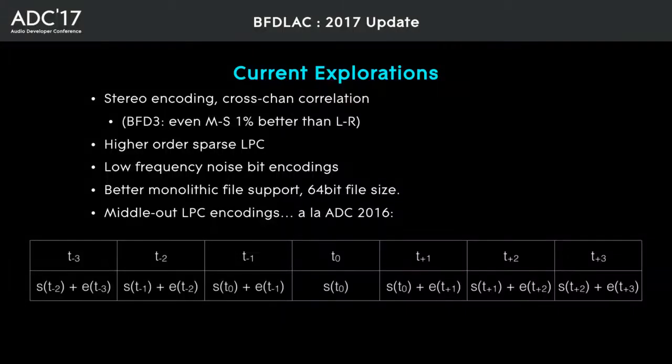So I've got a table to show what the hell I was going on about last time, which is your typical differential encoding. You start with the value, you add your error and go on to the next one.